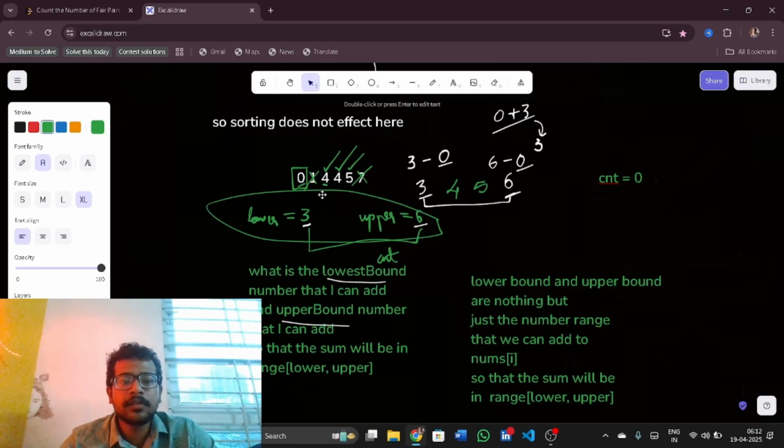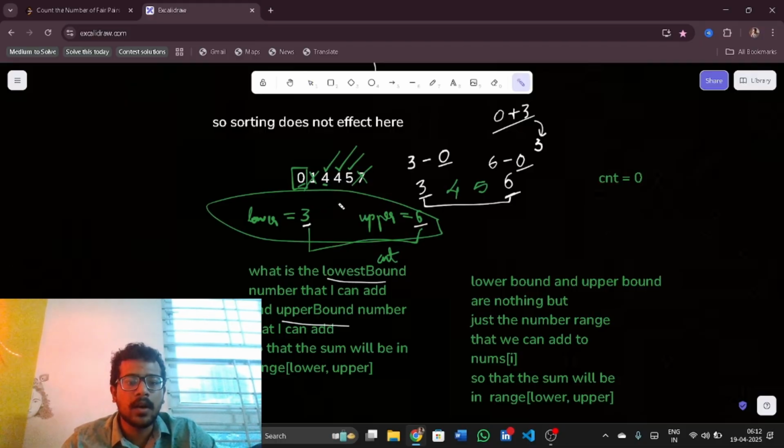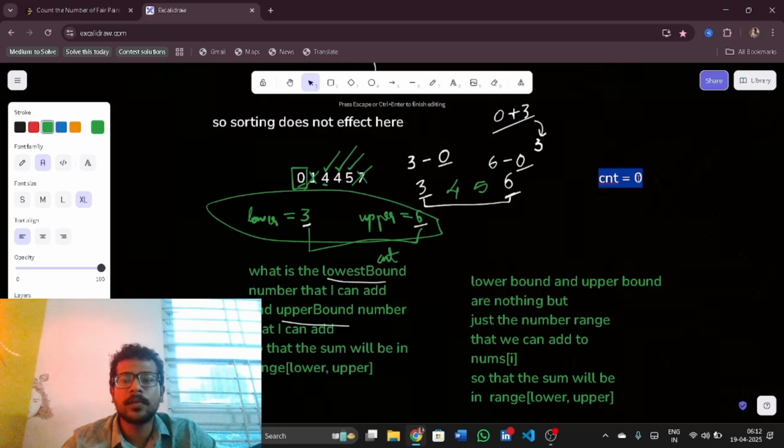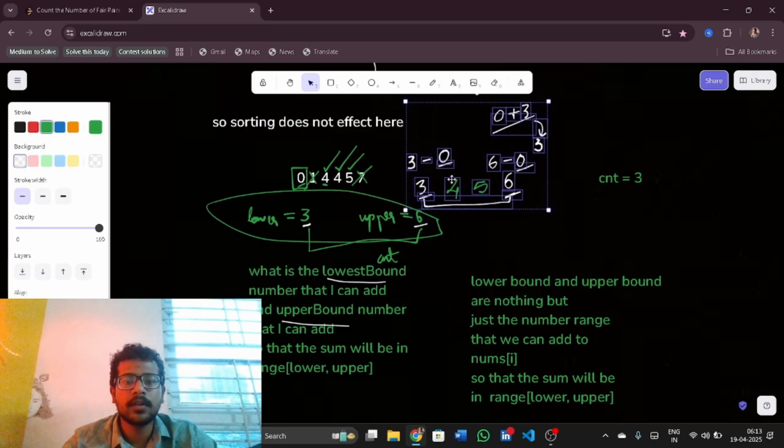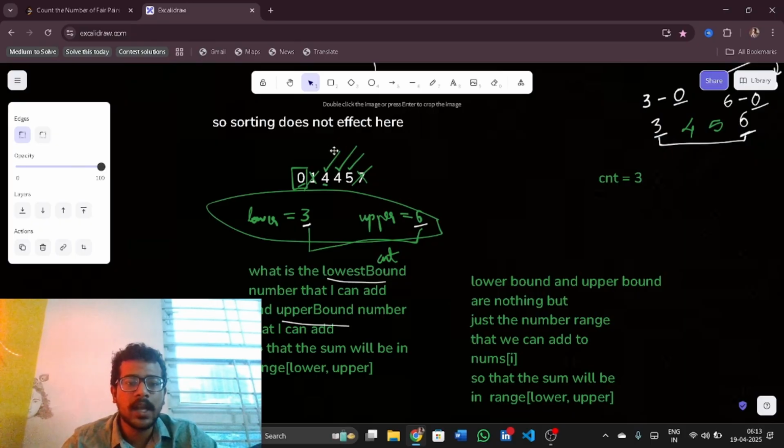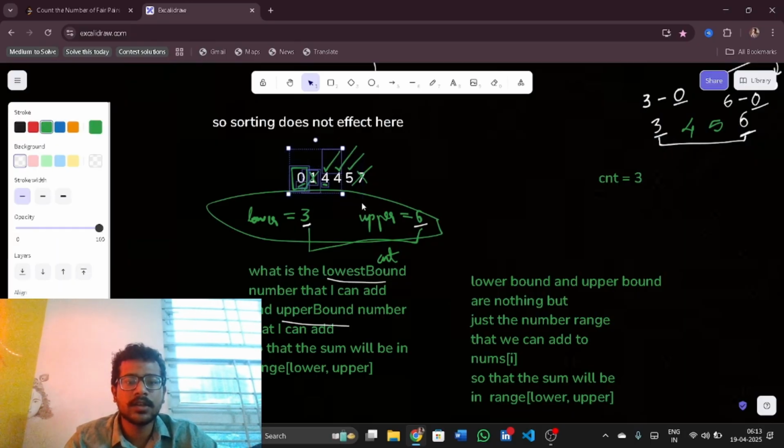0, 4: 0 plus 4 will be in this range. Okay, let us see. Now 0 plus 4, which is 4, will come in this range, lower and upper. 0 plus 4 again, which comes in this lower and upper. 0 plus 5, which is 5, which comes in this range. Okay, that means I have count equal to 3 with 0. Now let me remove all this stuff, right? Okay. Now I have changed the number.